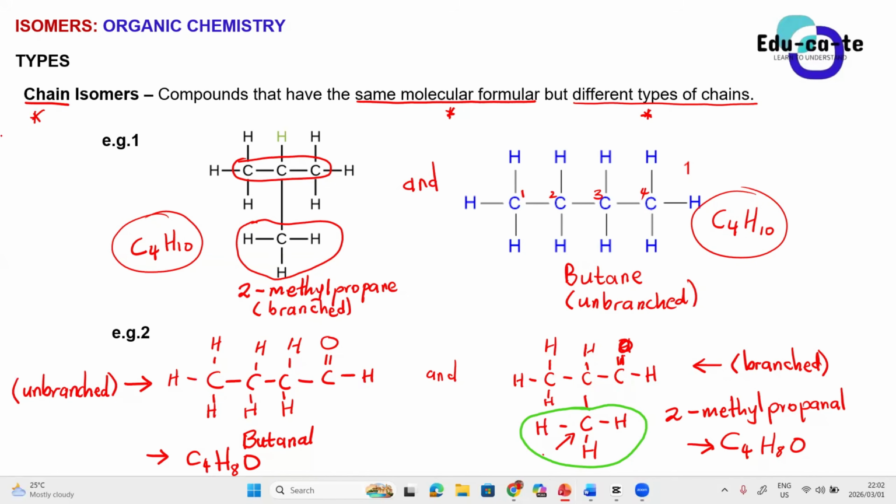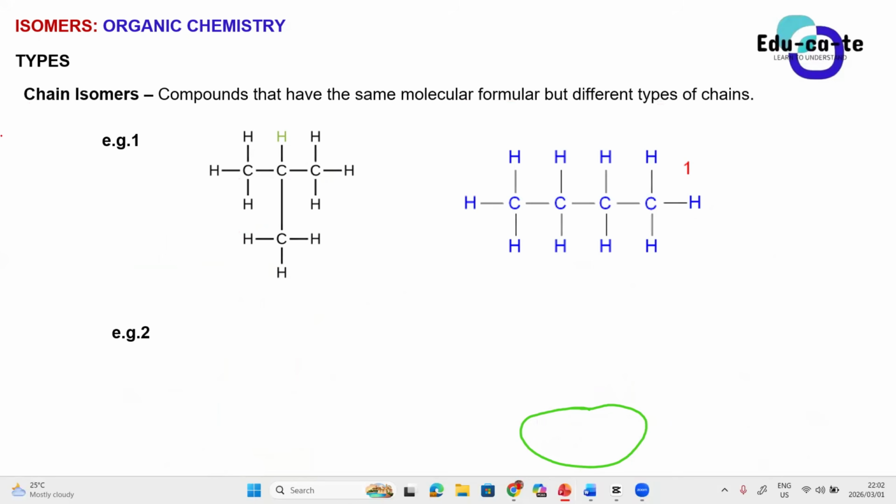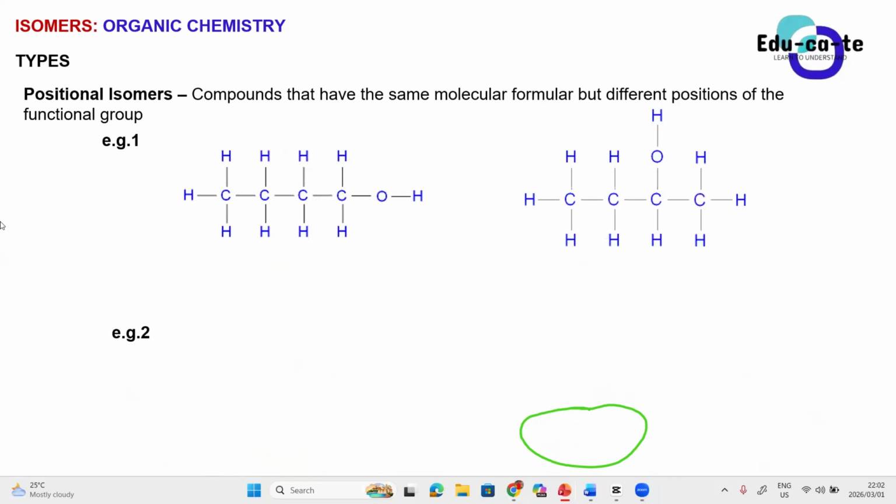Okay, so now let's look at the positional isomers. The second type of isomers that we're going to look at is the positional isomers. Okay, you can hear from the term there is a position there. So there must be a difference in the position of something. But now let us read this through a definition. So positional isomers are compounds that have the same molecular formula. All isomers, guys, they must have the same molecular formula no matter what. They must have the same number of carbons, same number of hydrogens, same number of oxygens, if we have oxygens, of course. But now they've got different positions.